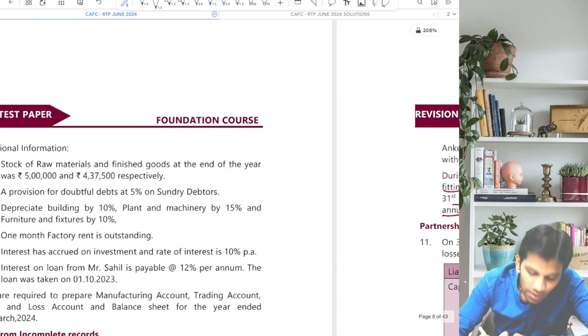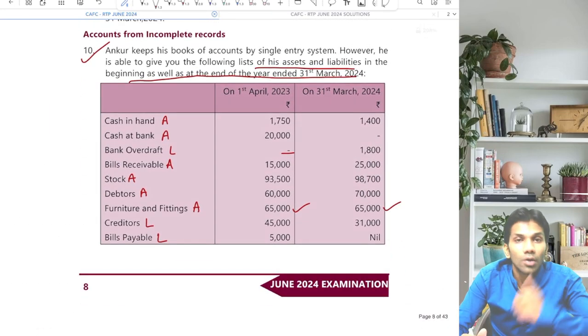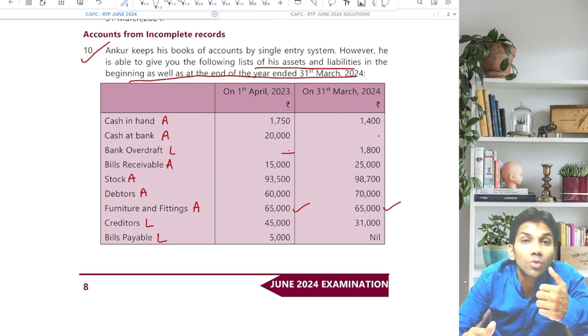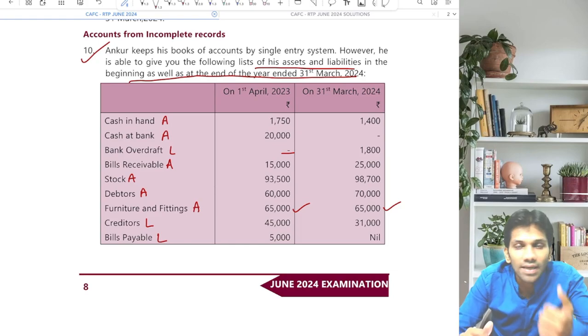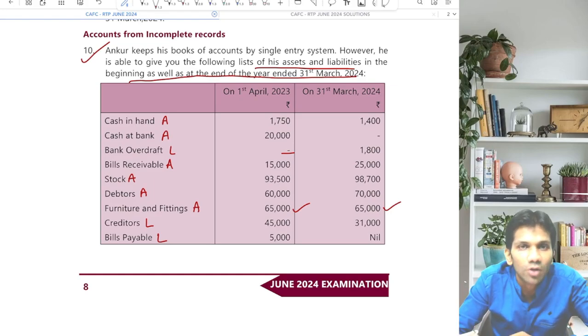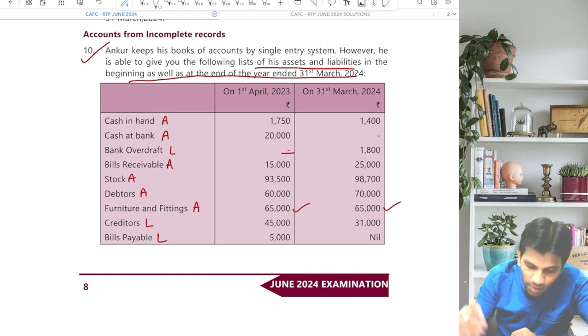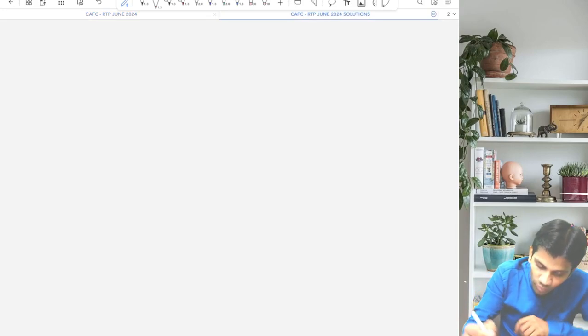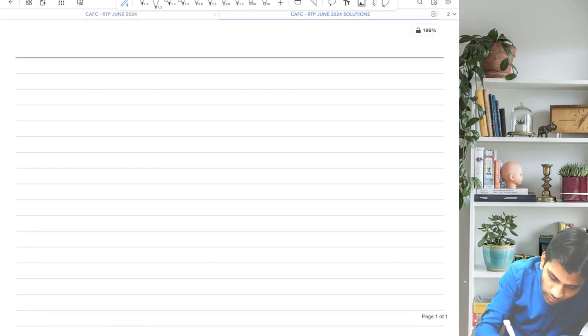Okay. Now in this question, opening capital is not given. So to find out the opening capital, we'll prepare opening statement of affairs. Closing capital is not given. To find out the closing capital, we'll prepare closing statement of affairs. And for calculating the profit or loss, we'll prepare statement of profit and loss. This is a quick revision which we are doing. I'll solve this sum on the screen. So please take note of this.